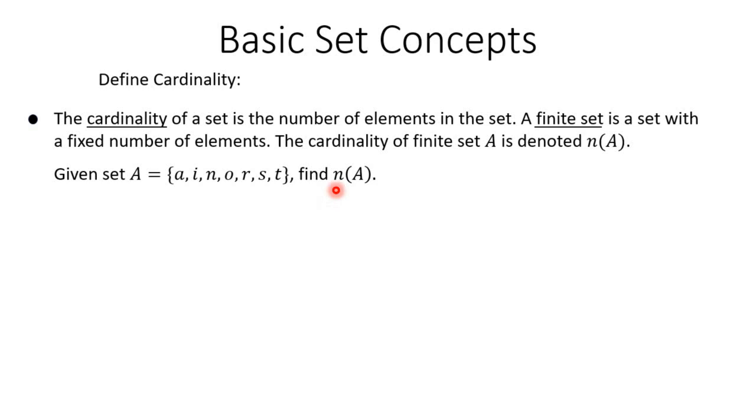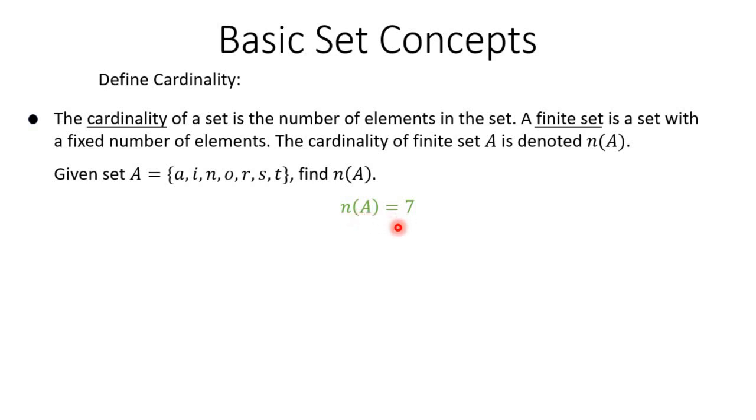So given set A, this is that same set of letters in the word transition, find the number of elements in set A. That's what this symbol means. When you see n with parentheses and a capital letter, or the letter that represents a set, inside, that just means how many elements are in this set. So we count 1, 2, 3, 4, 5, 6, 7 elements in the set. So the cardinality of the set is 7, and we denote that n(A) equals 7.